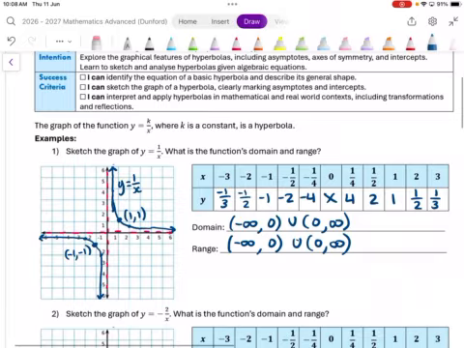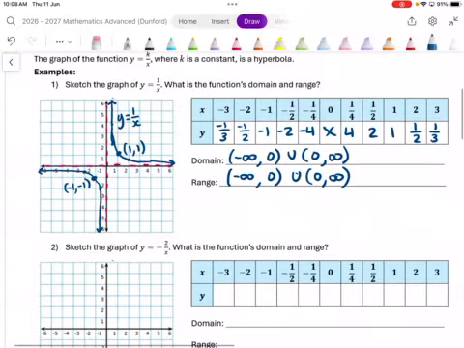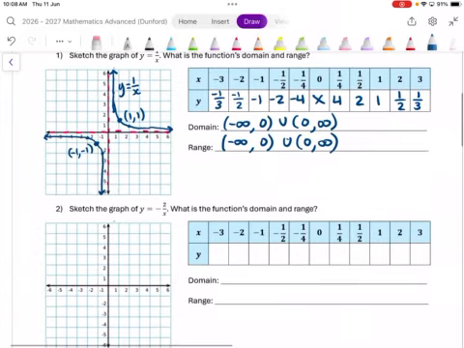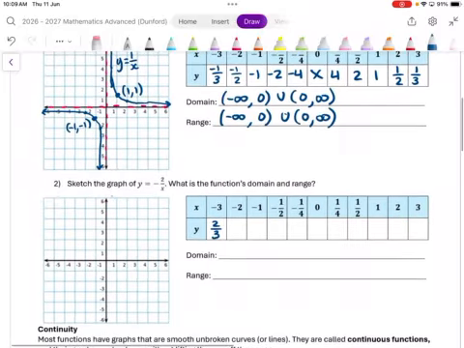Okay, hopefully we've all got that copied down. What we're going to do is have a go at example 2. So with example 2, we now want to sketch the graph of y equals negative 2 on x. So we're going to use our table of values to do this. So negative 2 over negative 3 is 2/3. Negative 2 over negative 2 is 1. Negative 2 over negative 1 is 2. Negative 2 over negative a half is 4. And negative 2 over negative a quarter is 8.